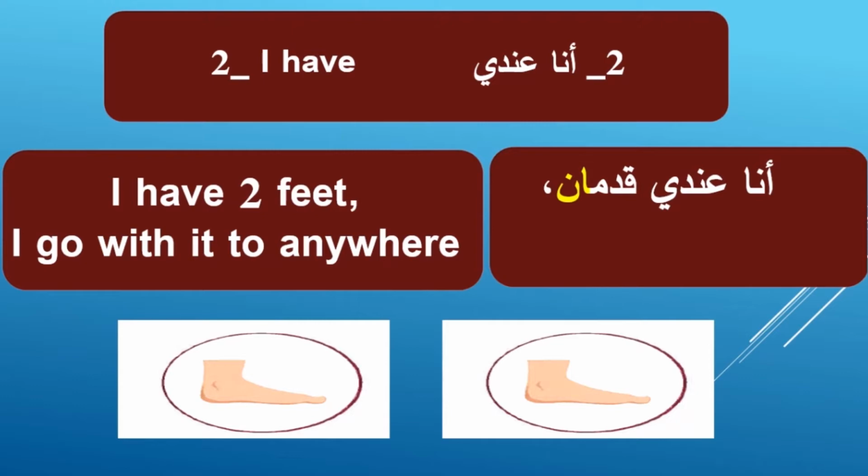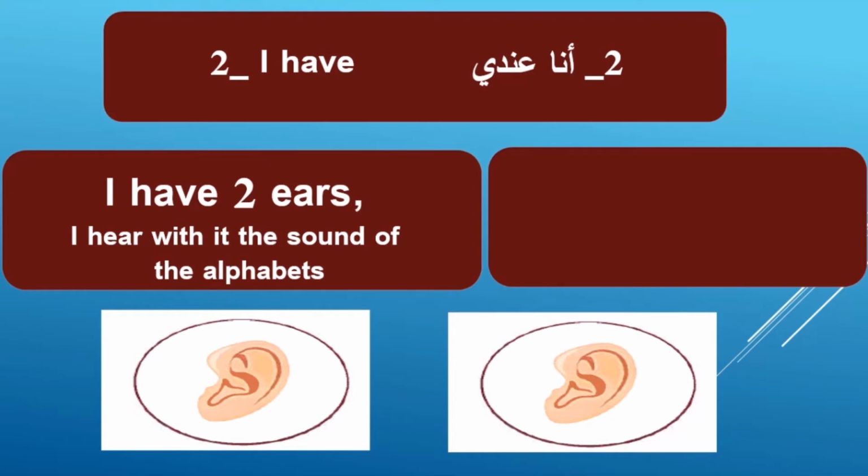What else will we say? I go with it to anywhere. What is the meaning of I go? أنا أذهب. أذهب بها إلى أي مكان. I go with it to anywhere. Again, repeat after me. أنا عندي قدمان، أذهب بها إلى أي مكان. Perfect. Let's make another sentence with أنا عندي.